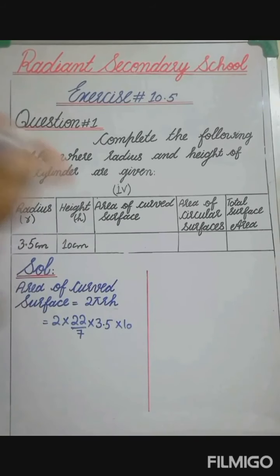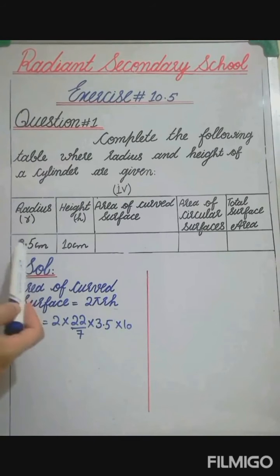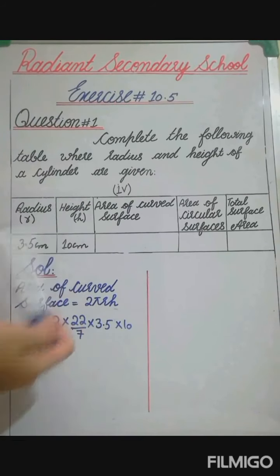Now move on to part number 4. In this part, radius and height are given. Radius is 3.5 centimeter and height is 10 centimeter. Now we have to find out area of curved surface, area of circular surfaces and total surface area of cylinder. Firstly, we have to find out area of curved surface by using this formula 2 pi r h.